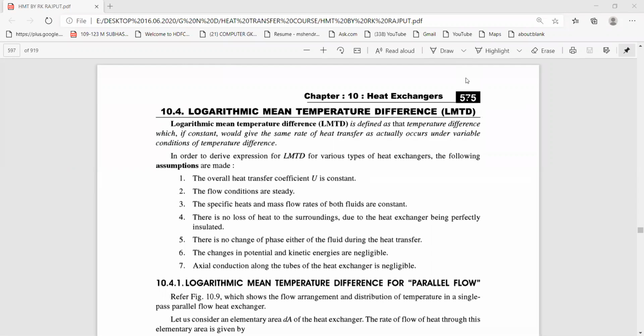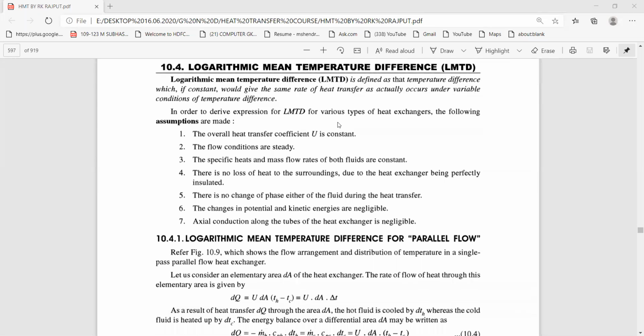In today's video lecture, we are going to derive the equation for LMTD, that is logarithmic mean temperature difference, for a counterflow heat exchanger. In the first lecture, we have seen the LMTD for a parallel flow heat exchanger. In today's lecture, we will see the LMTD of a counterflow heat exchanger. Let's read out the assumptions carefully.